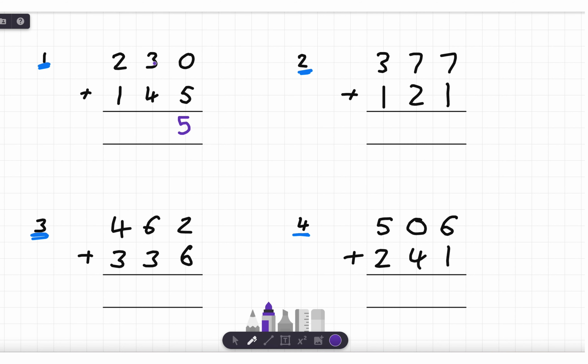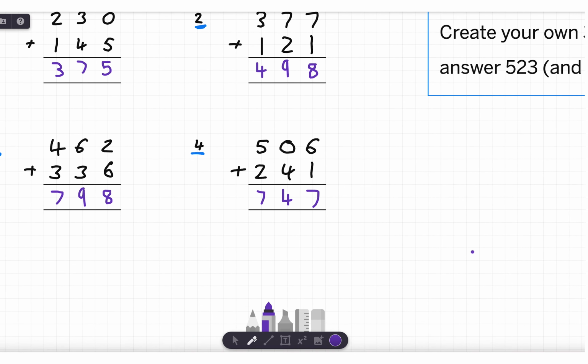0 plus 5 is 5. 3 plus 4 is 7. And 2 plus 1 is 3. This one's going to be an 8, and a 9, and a 4. 498. 2 plus 6 is 8. 6 plus 3 is 9. And 4 plus 3 is 7. So we have 798. And 6 plus 1 is 7. 0 plus 4 is 4. And 5 plus 2 is 7, giving us a total of 747.